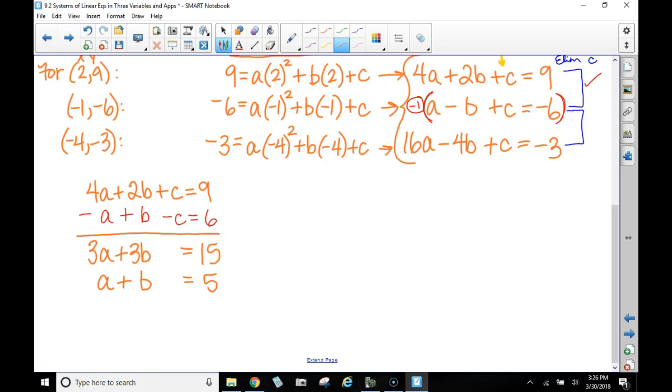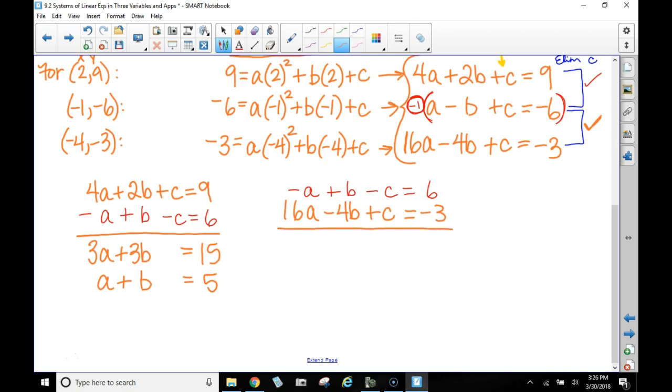Now, the next thing we're going to do is add the other two equations together. When I take the -1 through this second equation, like I did before, I'm still going to have -a plus b minus c equals 6. And then I'm just going to recopy this last equation, 16a minus 4b plus c equals -3. I didn't do anything to it.